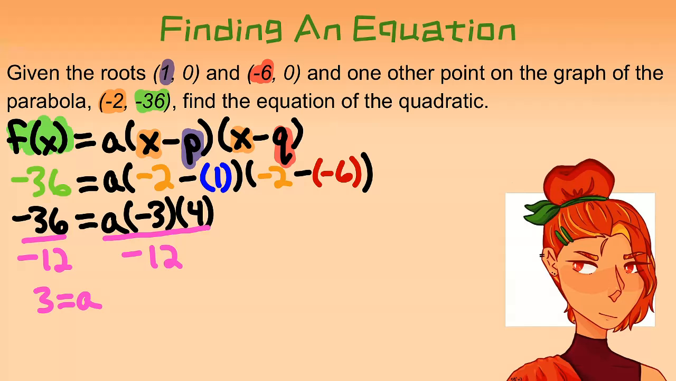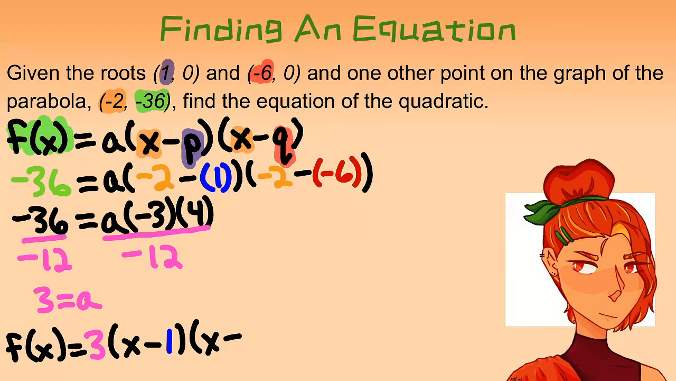So now my equation is going to be f of x is equal to, my a value is 3, times the quantity x minus my p value, remember, is 1, times the quantity x minus my q value, which is -6. So I'm just going to change this to a +6. Questions up to that point? There's a little bit left to do, but I don't want to move on before everyone feels good with what we've done.